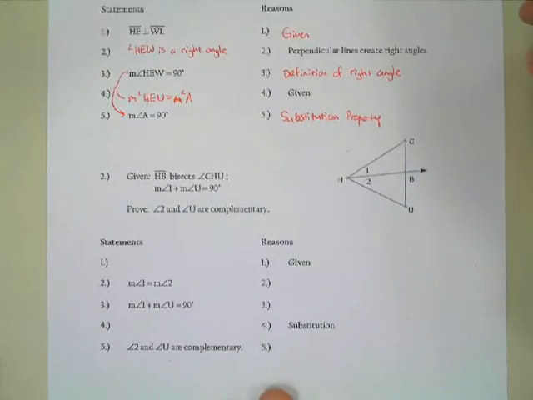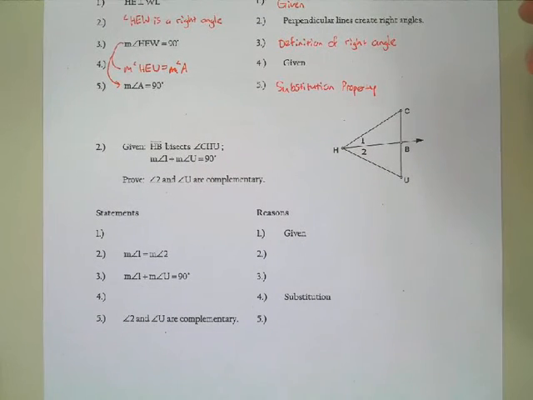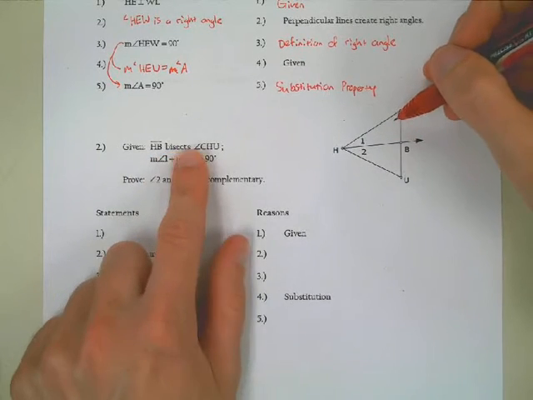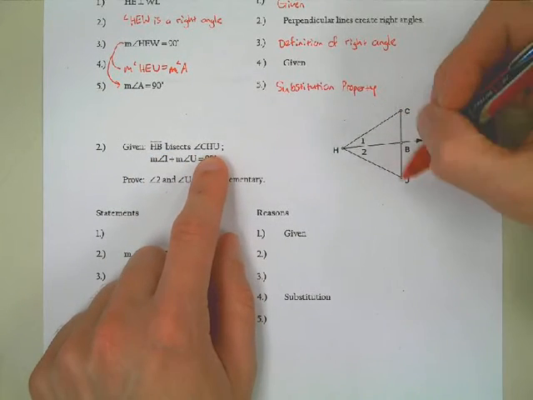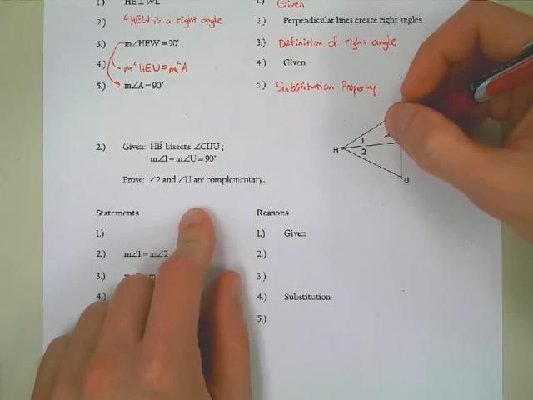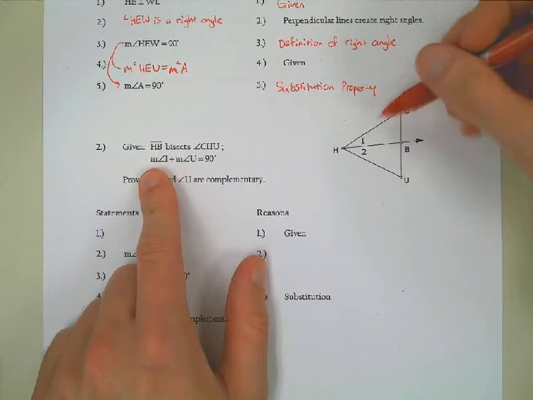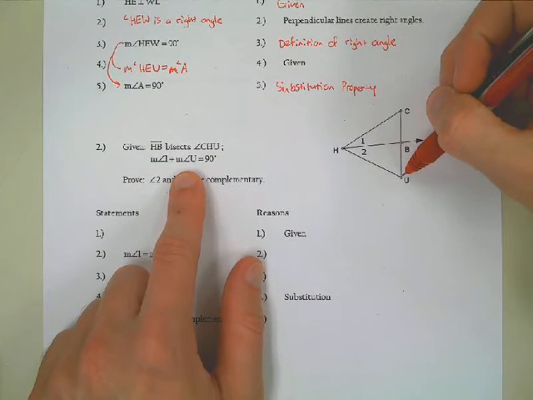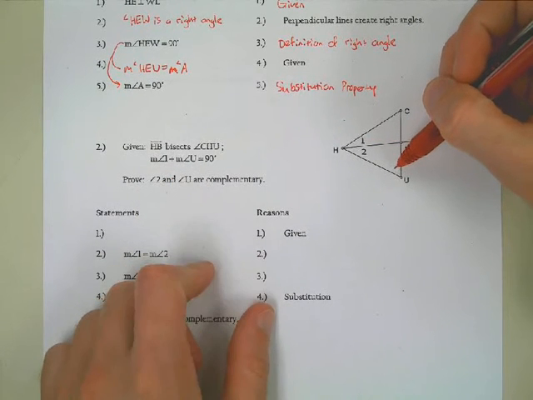Okay, I'll give you guys your assignment. So, ray HB bisects angle CHU. And then we know the measure of angle 1 plus the measure of angle U equals 90 degrees. We want to then show that angle 2 and angle U are complementary.